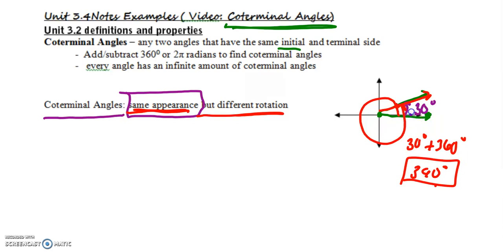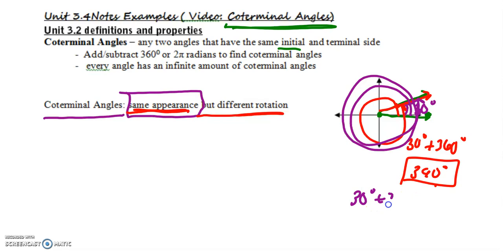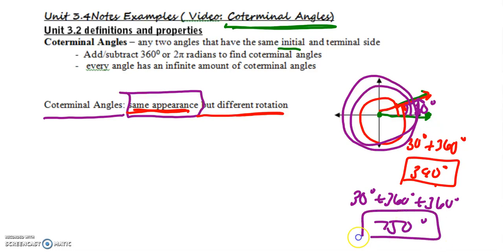If I started here and then went around twice and landed back where I started, technically what you're doing is taking 30 plus 360 plus another 360. And so you're ending, let me double check, with 750 degrees. So again, same appearance, it would land here, but a very different rotation. And so that's really the definition of a coterminal angle. It has the same initial side, it has the same terminal side, it looks the same on a coordinate plane, but it has a different rotation.